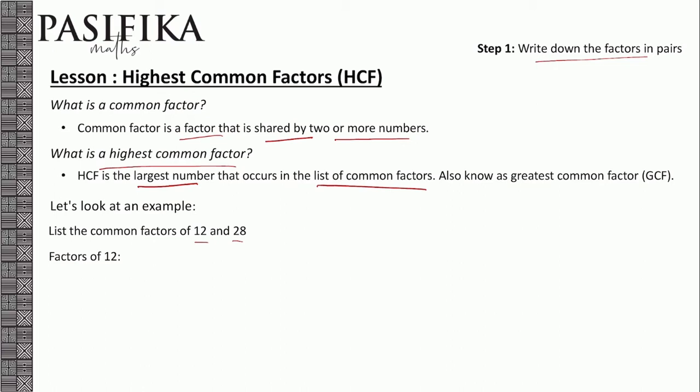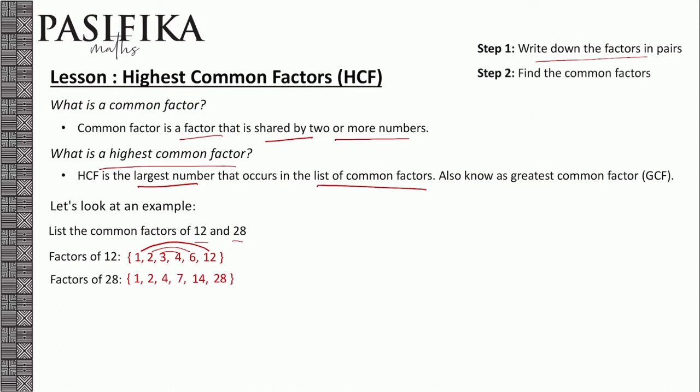So the factors of 12 are, in pairs, 1 and 12, because 1 times 12 is 12. 2 and 6, 3 and 4. Remember, do them in pairs. Now what about factors of 28? 1 and 28, 2 and 14, 4 and 7.